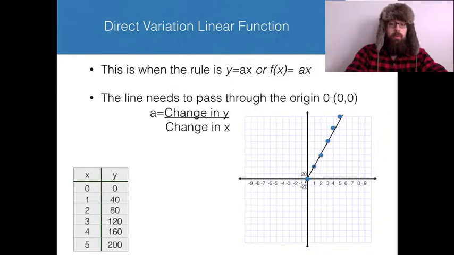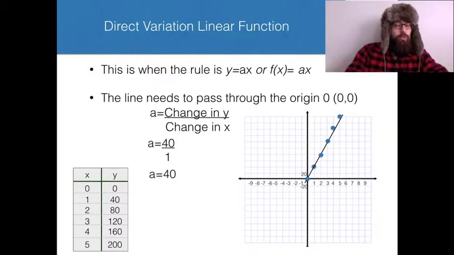Now, we still need to come up with our rule, so we're still going to do the same thing. Change in y over the change in x. So if we look at our y, each time it's going up by 40. And if we look at our x, each time it's going up by 1. So a will be equal to 40 divided by 1. And if we do that, we end up with a is equal to 40. So for our rule, we have y is equal to 40x.